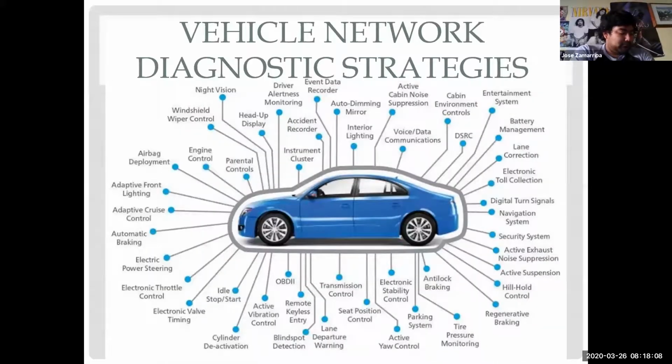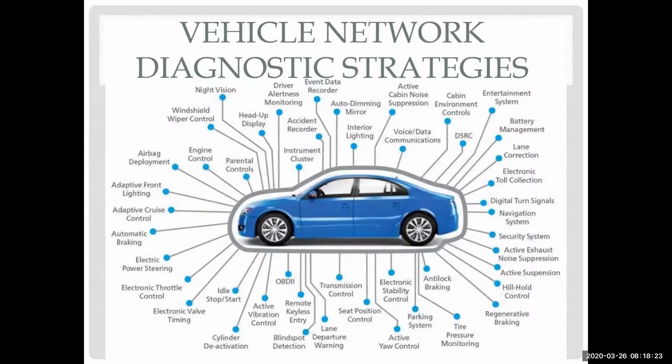Okay, so when we look at network strategies, we can see there's a lot of modules that we can have on a vehicle. We talked about how modern vehicles can have 160, 170 different computers. Here we look at some of these systems. We've got our night vision that we talked about yesterday, electric power steering, electronic throttle control, blind spot detection, active suspension, security systems, not to mention my engine, my transmission, my automatic braking, my airbags. So we have all these modules.